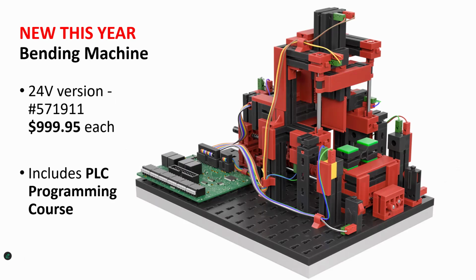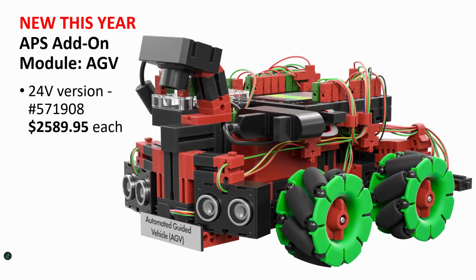$999.95. And then we have 2 add-ons. These are specifically for the APS, the Agile Production Simulation. You can add a second AGV, automated guided vehicle, to the factory floor. This makes things interesting for your programming students and what have you, but it's a very cool concept. The cost for an additional AGV is $2,589.95.